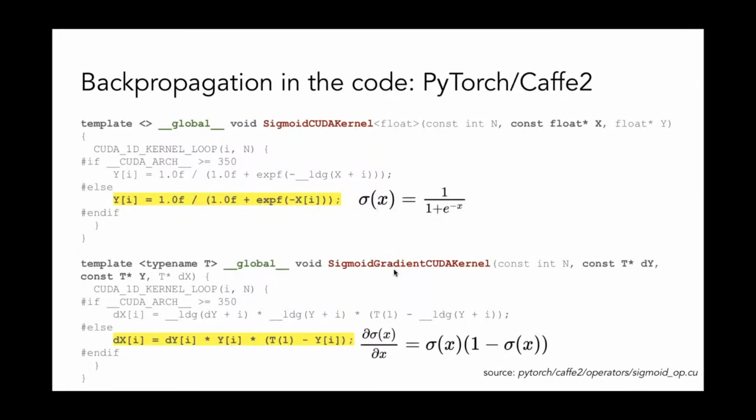In the backward method, they call sigmoid gradient. So if you go into Caffe, you can see that all functions actually have a gradient: a function gradient CUDA kernel. So this is the backward actually. And you can see that we are passing back the results, which is a tensor, and the gradient, which is another tensor. And the derivative of the sigmoid is the sigmoid times 1 minus sigmoid.